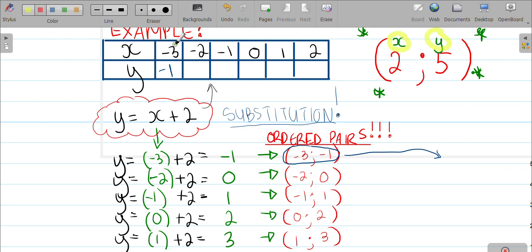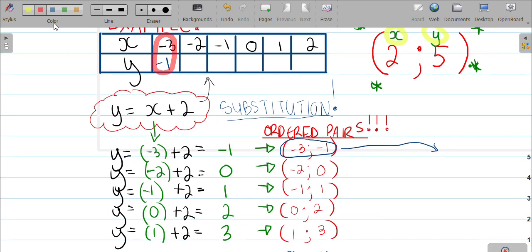So these two numbers belong together, and what are they called? The ordered pairs. The x value comes first, so it will be -3, and then the y value comes second. So it will be -3 and then -1. Okay, so let's carry on and let's see how we do the others.